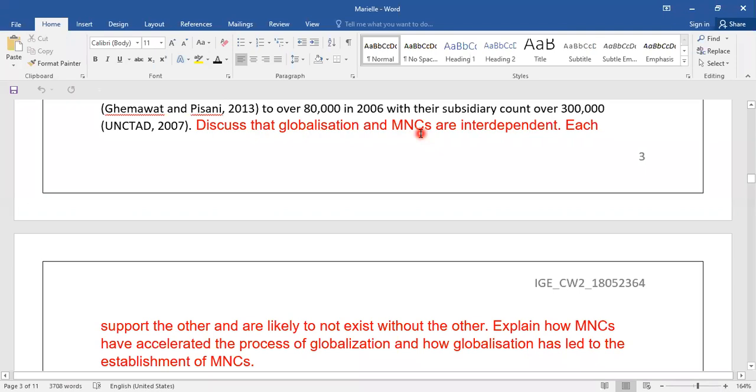That is a second recurring mistake that I have seen everywhere in all of the assignments I've corrected in the last week. If you understand this statement, interdependence, and you understand how to correct your work, please indicate now before I move on. In your chat, if you understand what is interdependence between globalization and MNCs, please indicate now so I can move on.